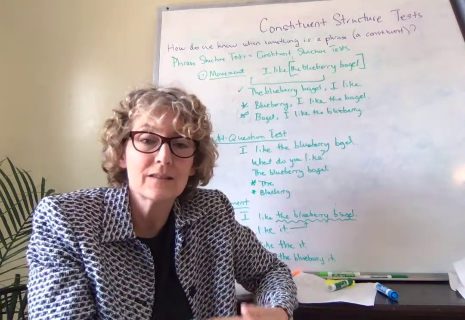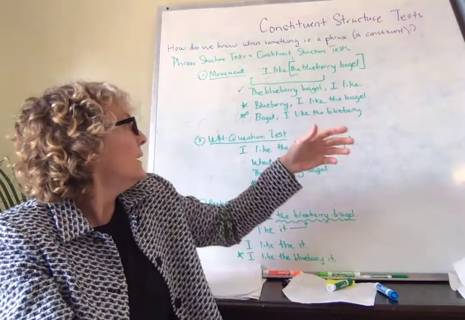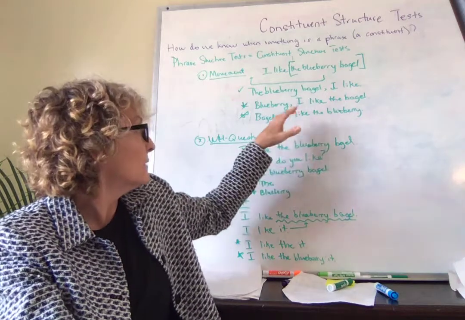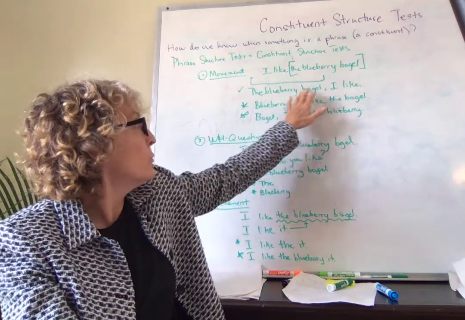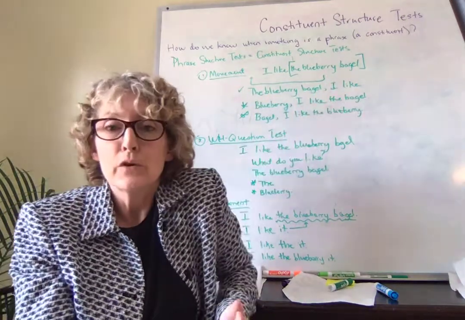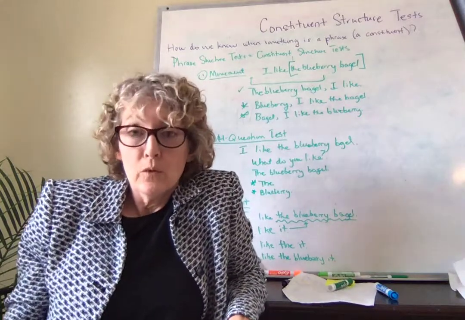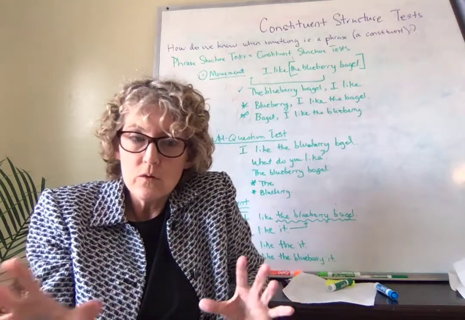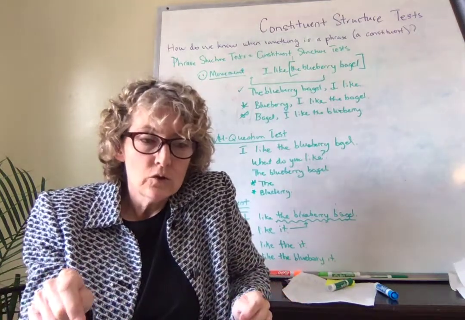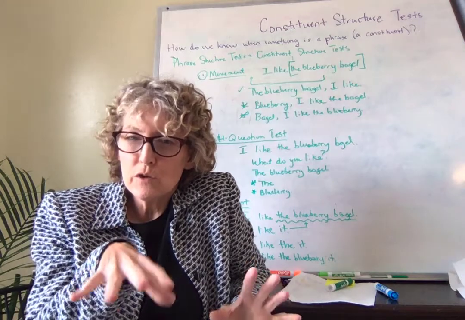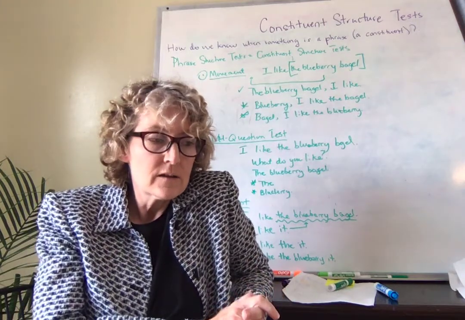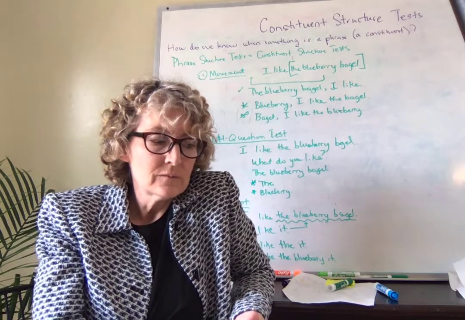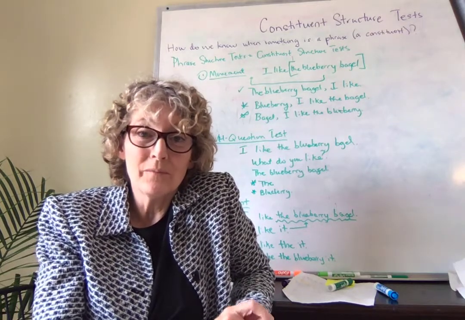Okay, so an example of movement, which sounds like a natural way of forming a sentence in English, would be the blueberry bagel I like. So, for example, if you imagine that you're in a bakery and you've got a bunch of treats, you know, donuts and this and that, and you're looking at the bagels and you're trying to choose which one you like the best, and somebody says, well, what are you thinking about, you know? And you say, well, the blueberry bagel I like.